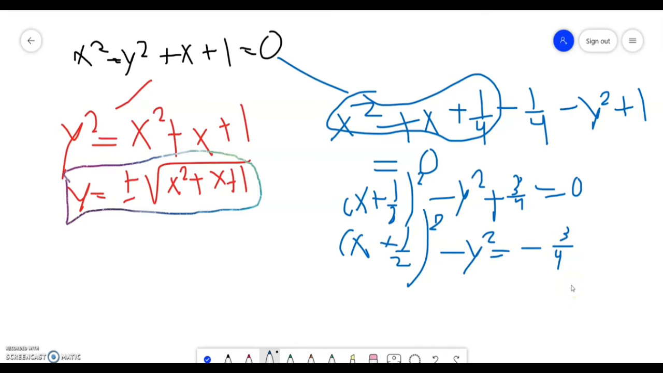Well, we can say that if you want a circle structure, this represents x plus a all squared plus y plus b all squared is equal to r squared. But here we have a couple of problems. First is the negative y squared, and then the second problem we have here is that r squared is equal to negative 3 over 4. Well, what do we do in this case then?